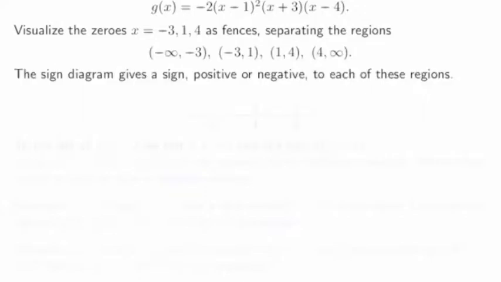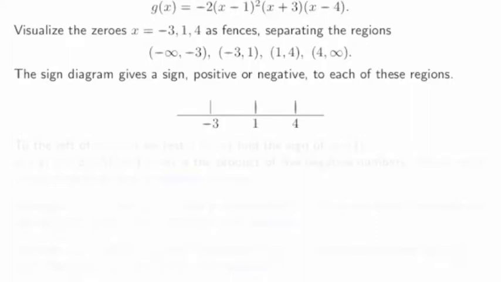Again, there's my polynomial. Think of the zeros as fences. Cutting off x equals minus 3 is one fence, x equals 1 is another, x equals 4 is a third. They separate these four regions. So the sign diagram is going to look like this. Write down the zeros, minus 3, 1, and 4. Think of them as fences.